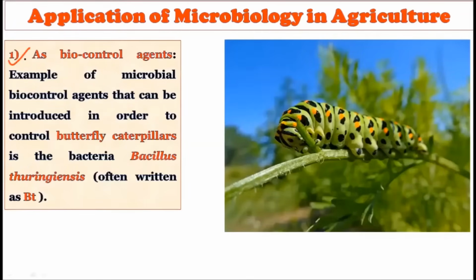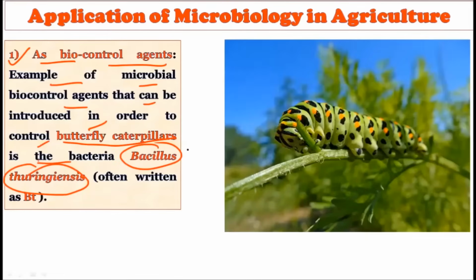The very first application microbes show is they act as a biocontrol agent. The microbes in the agricultural field act as a biocontrol agent. An example of a microbial biocontrol agent that can be introduced in order to control butterfly caterpillars is the bacteria Bacillus thuringiensis. Often it is written as BT, and you must have heard about BT cotton. It is related to this topic.